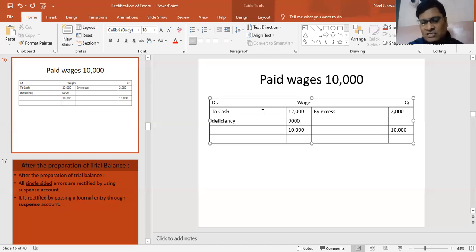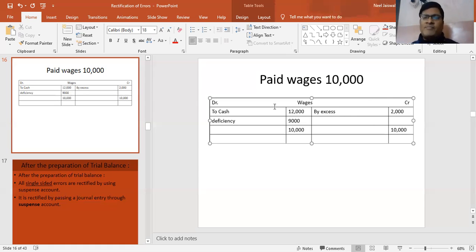Similarly, think about any account which has a credit balance, like capital. Suppose the capital started business with cash 20,000. So I should have written by cash 20,000 in capital. If I have recorded 18,000 instead of 20,000, then I have a deficiency of 2,000 in the credit side. So we will credit the capital account. And if I have recorded more, then we will debit it. So this is the thing.